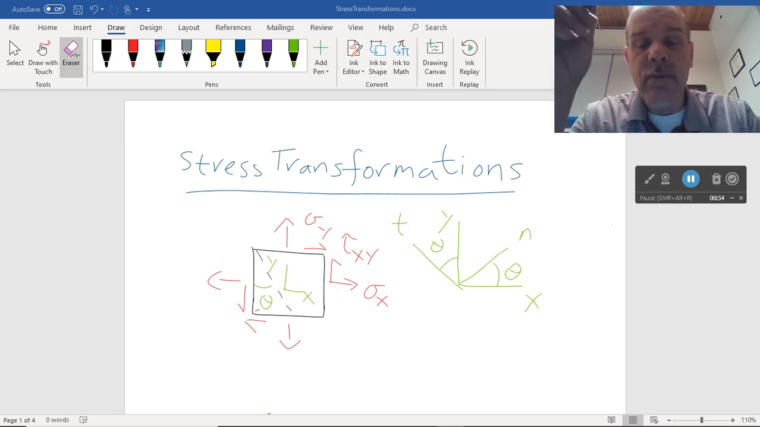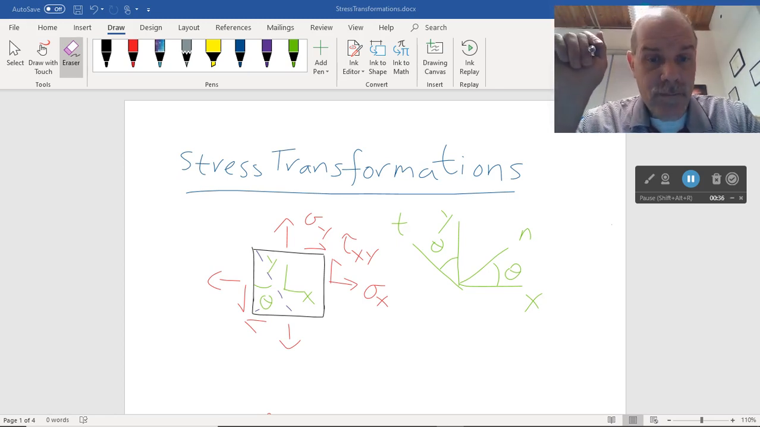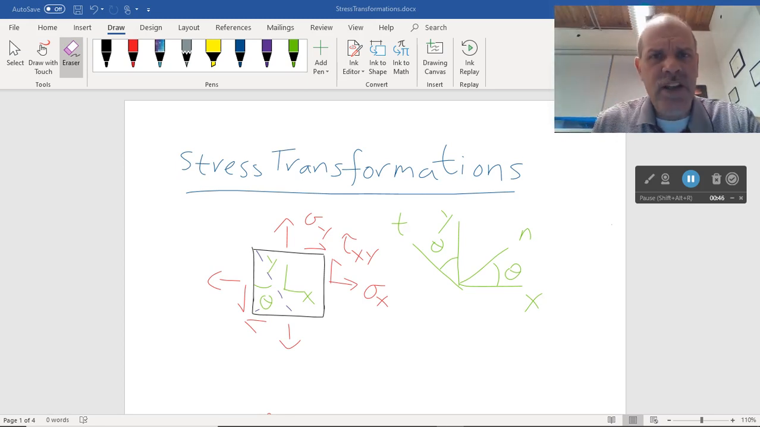The video last time gave us the stresses normal to the cut, a normal stress in a direction parallel to the cut, sigma n and sigma t. And I kept saying, we'll get to tau nt in another video. Well, here it is.